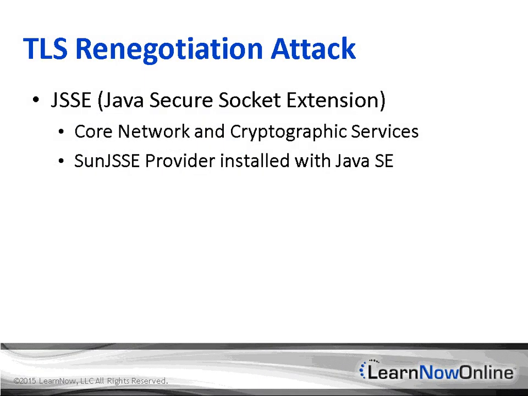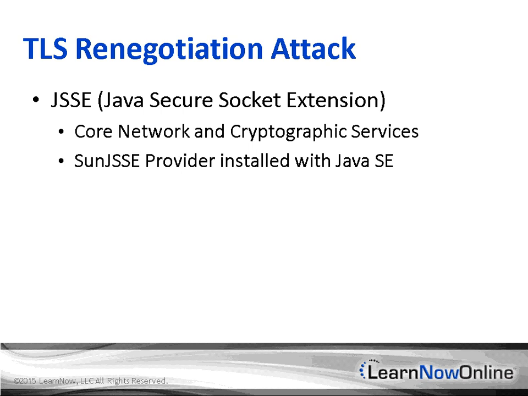The Java Secure Socket Extension, known as JSSE, provides the core network and cryptographic services defined in the packages javax.net and java.security. JSSE uses the same provider architecture defined in the Java Cryptography Architecture framework, so updates to the JCA affect JSSE as well. Oracle provides the Sun JSSE provider, which is registered with the JCA in the Java SE installation.